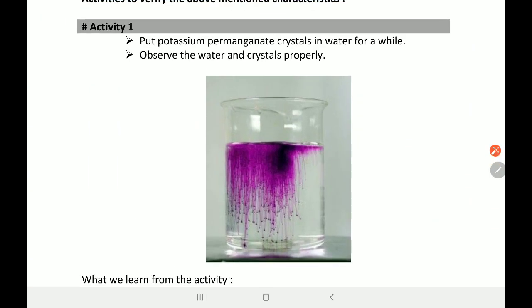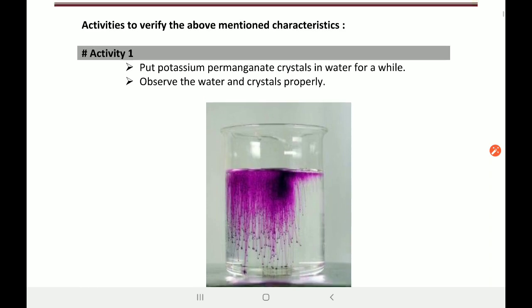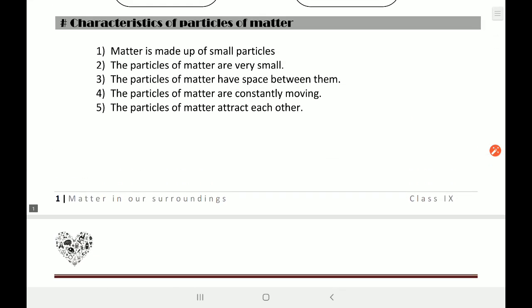Did you see the video? What you observed there, that before we stir it, still the particles of potassium permanganate are moving. Did you see that? It is moving in the water, right? This itself, I was just telling you that particles have their own kinetic energy. The characteristic of the particles of matter is that they are continuously moving. Did you see the fourth characteristic? The particles of matter are continuously moving.